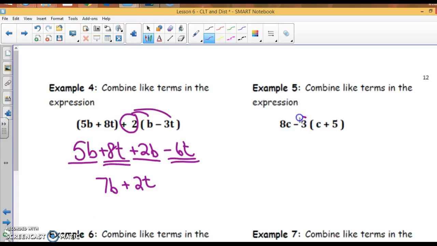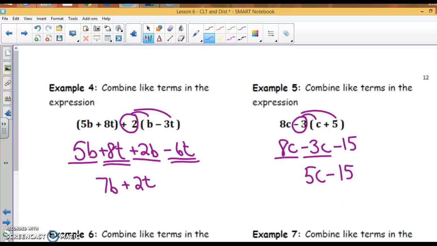Over here, I need to distribute a negative 3 first. Circle that. So, 8c, I'm bringing that down. Negative 3 times c is negative 3c. Negative 3 times positive 5 is negative 15. Now I combine like terms. 8c minus 3c is 5c. Nothing to add to the negative 15, so minus 15.